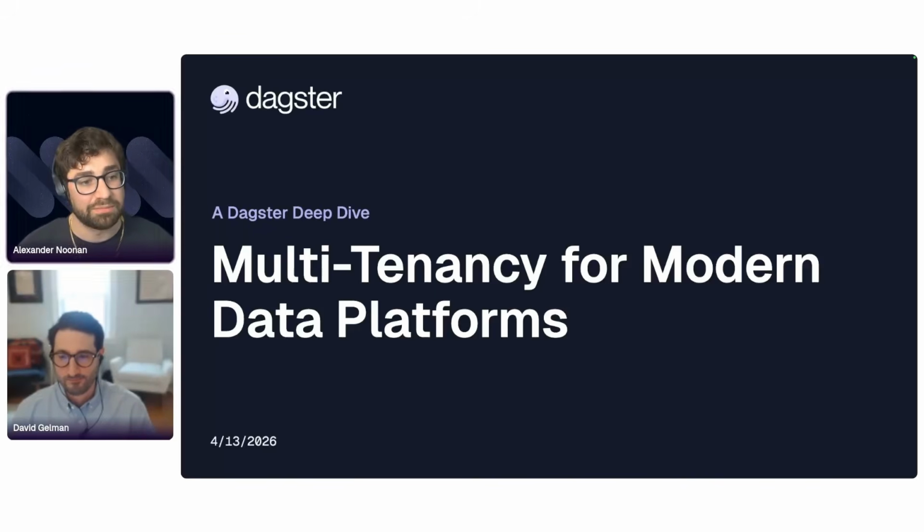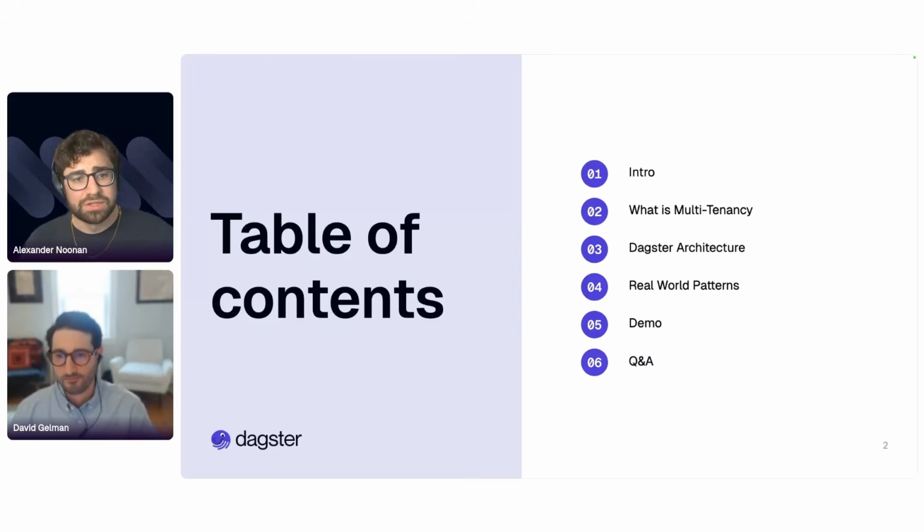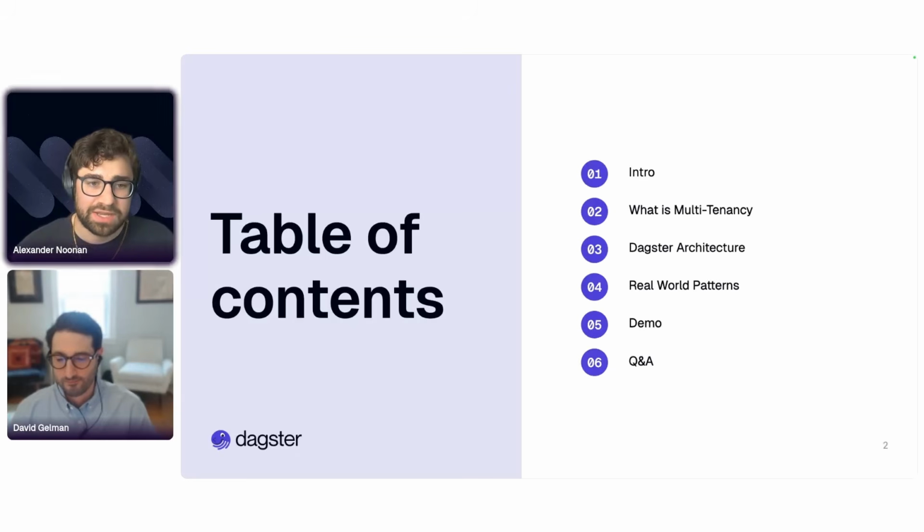Today we're going to be talking about multi-tenancy for modern data platforms. So let's get into it. First, we're going to talk about what multi-tenancy actually means and why it matters to you. Then we're going to get into Dagster's architecture and how code locations enable these patterns. From there, we'll look at some real world case studies, both from a Dagster perspective and from Brooklyn Data's consulting work. We'll do a live demo, and then we're going to open it up for Q&A.